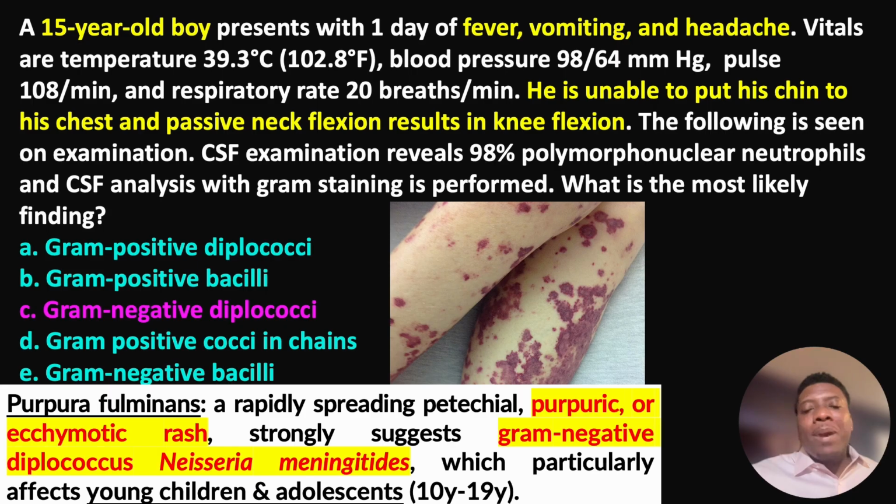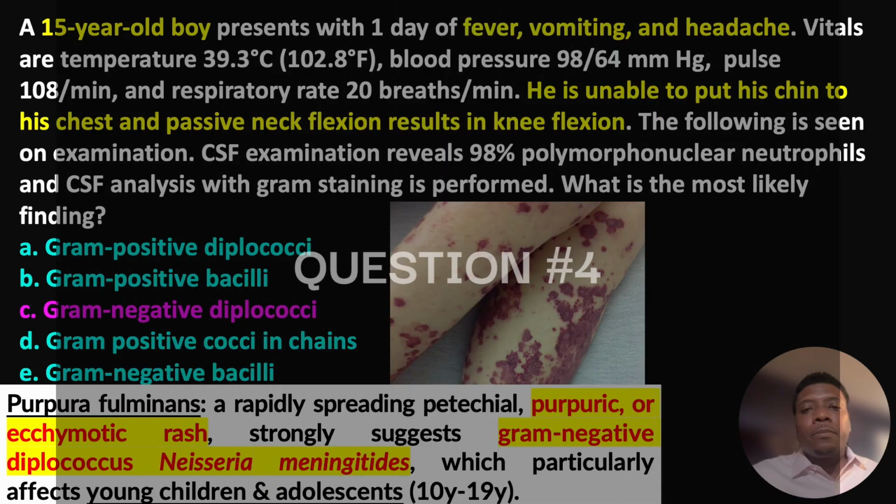No matter how old the patient is, if you see that classic rash, you want to be highly suspicious of Neisseria meningitidis. Plus, this kid also is in an age range where Neisseria is the most common, between the ages of 10 to 19 years of age.